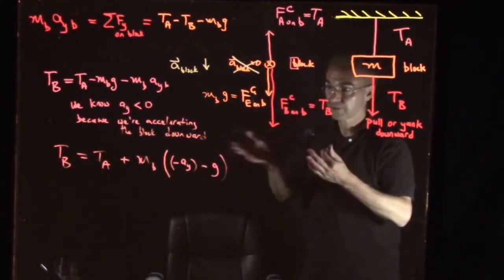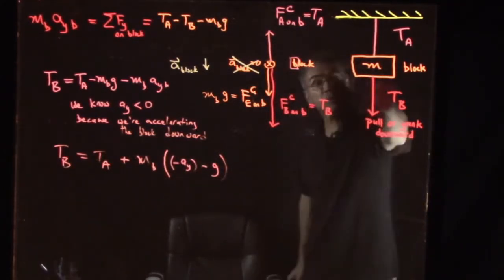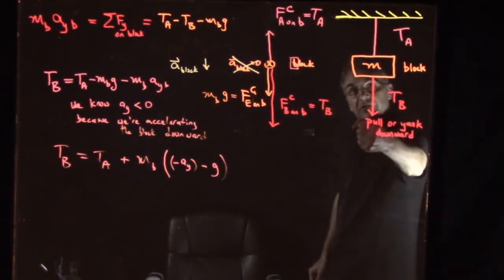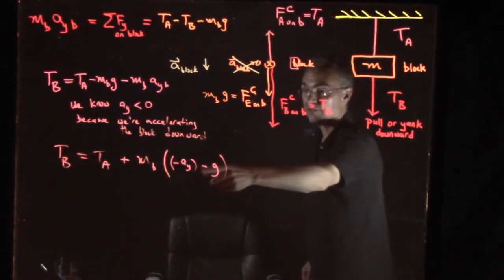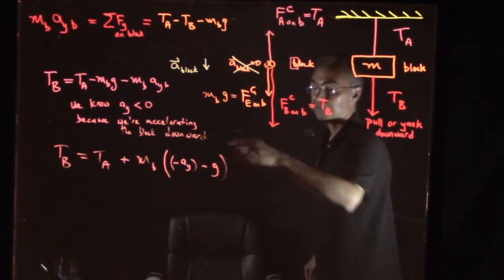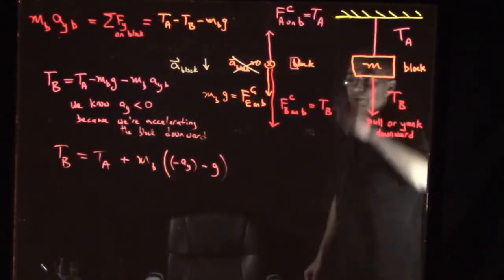So that's what distinguishes the two cases. If I pull string B slowly so that the acceleration of the block is tiny, or if at least the acceleration of the block is smaller in magnitude than little g, then the top string breaks first.